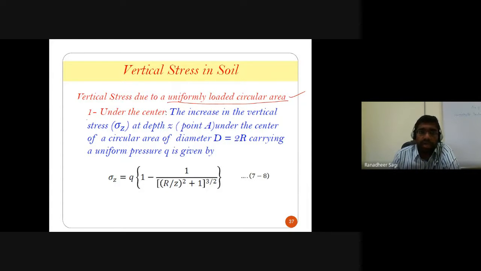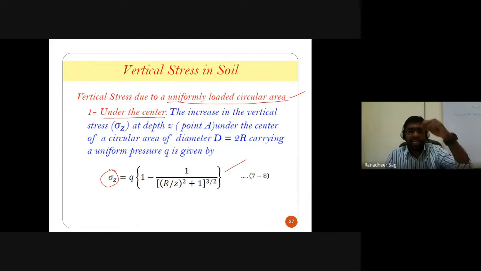So in this uniformly loaded circular area, we are going to refer to two cases. In one case, due to that uniform circular loading, we are talking about the center, exactly at the center of the loaded region, at any particular depth. I repeat, at any particular depth with respect to the center position of the loaded region, if I want to calculate the increment in stress in the vertical direction, I can make use of this particular expression. From this expression I can simply calculate the stress that is getting developed in the vertical direction at any particular depth z.